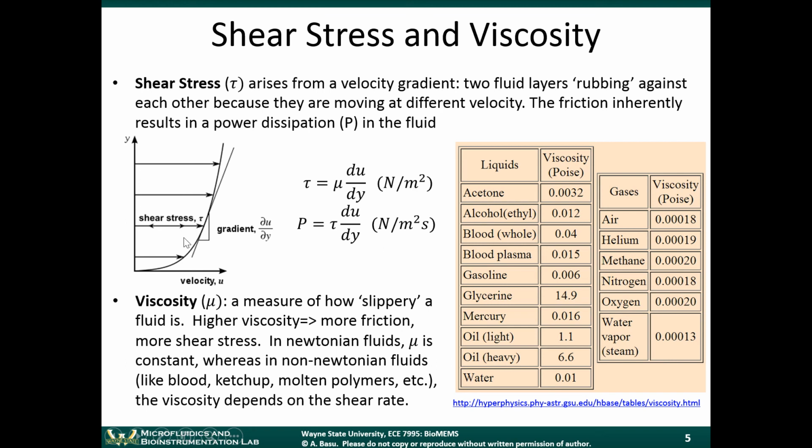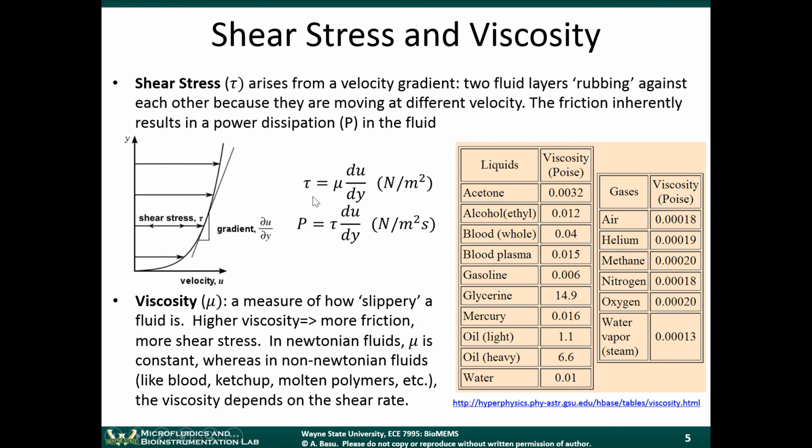Whenever you have a velocity gradient, with fluids moving at different velocities sitting next to each other, you create a shear stress. Two fluid layers rub up against each other because they're moving at different velocities. So the friction inherently results in a power dissipation in the fluid. That's called shear dissipation. Actually, it represents a power loss in the fluid.